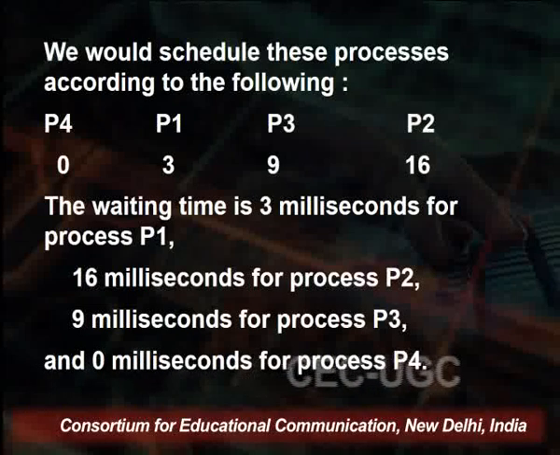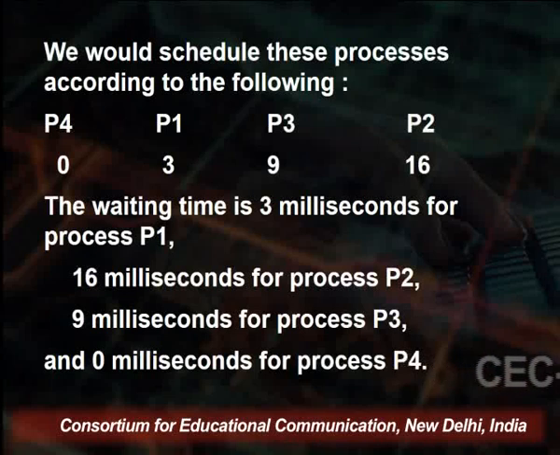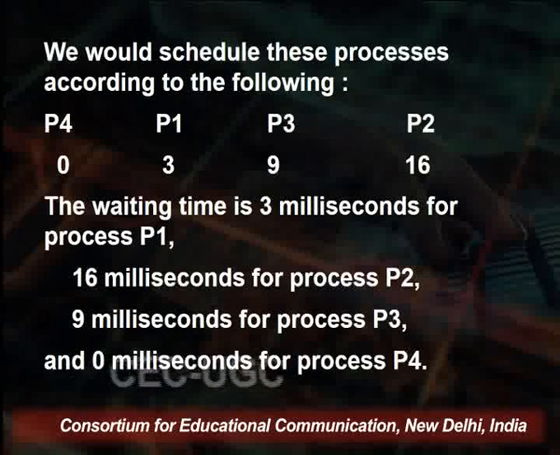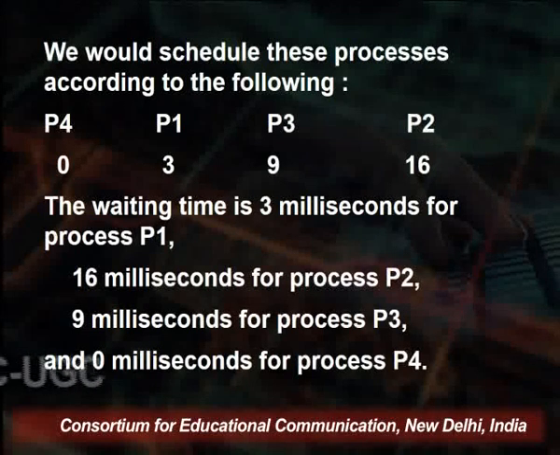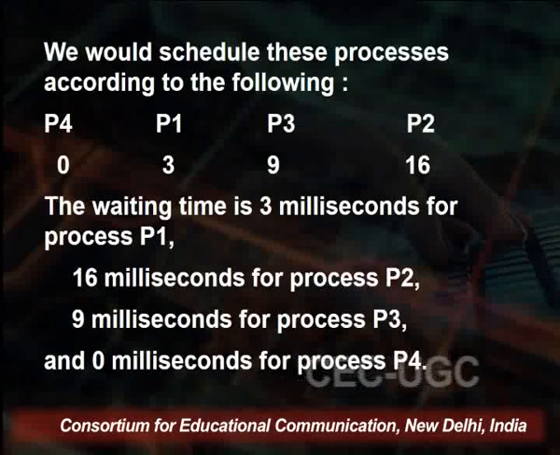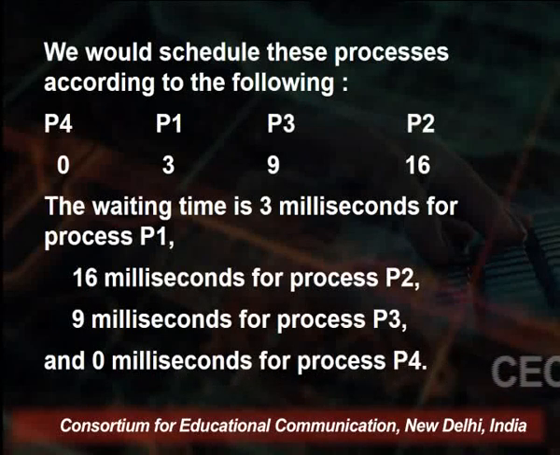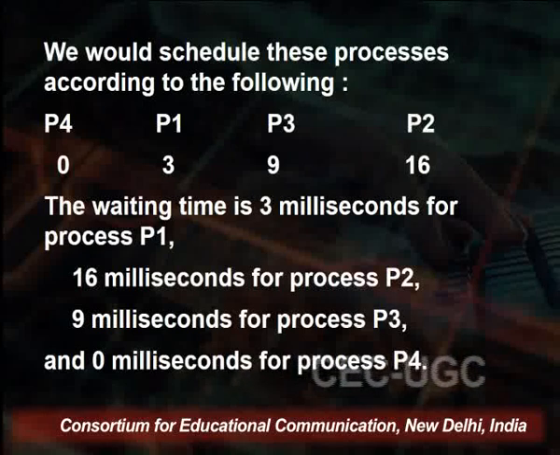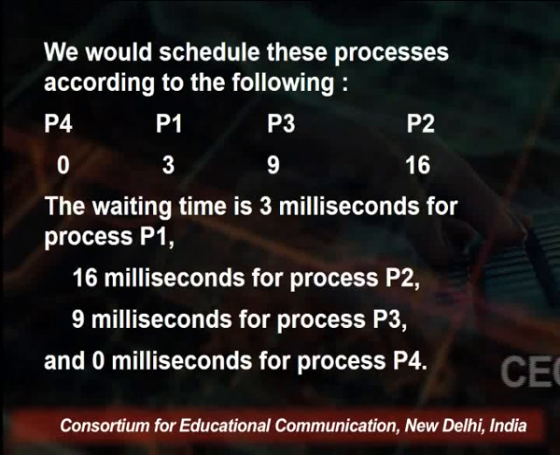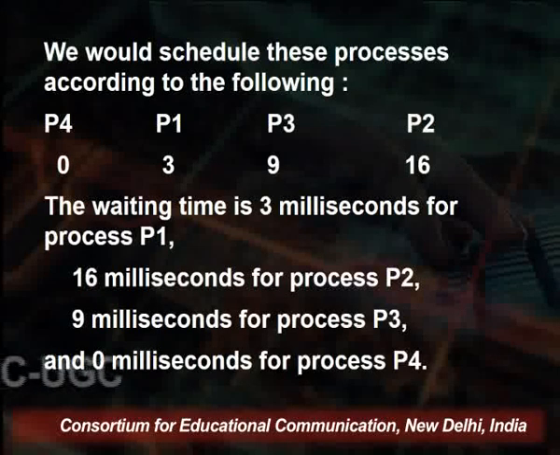And waiting time, if we can see, is 3 milliseconds for process P1, nothing for process P4, 16 milliseconds for P2, while 9 milliseconds for P3 in between, and 0 milliseconds for P4. So P1 is having some waiting time, so are P2 and P3, while P4 is not having any waiting time, because this was the shortest job among all which were submitted at a specific point of time, we can say.